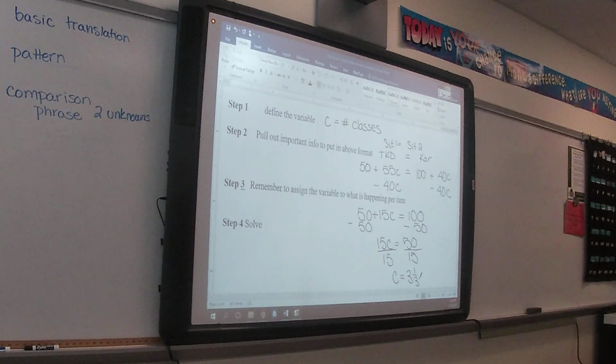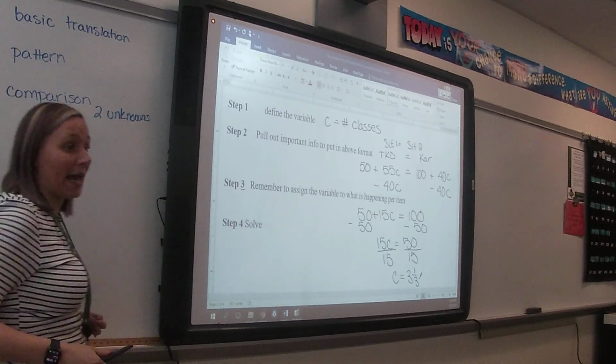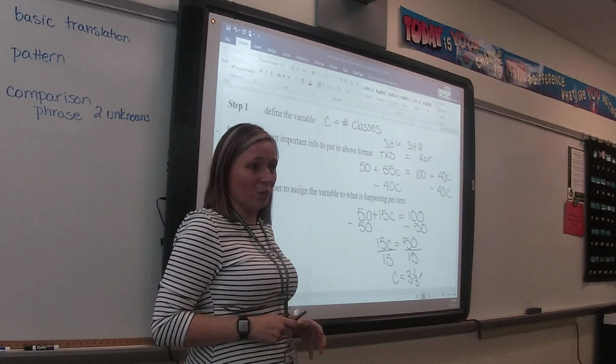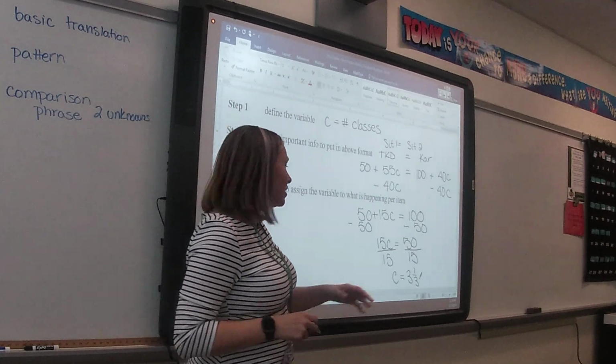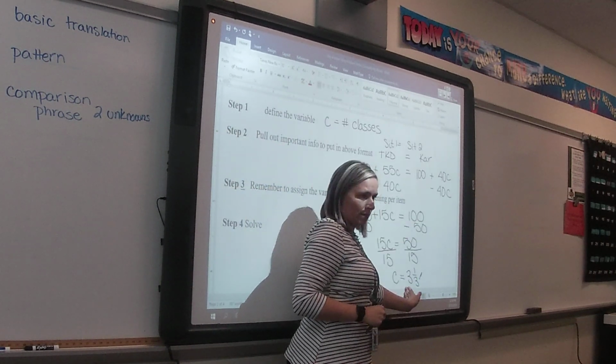Is 3 1/3 our answer? Okay, and remind us again, what does 3 1/3 tell us? What did setting them equal to each other tell us? Oh, it's going to tell us when they become equal to each other. When they're the same. So at 3 1/3 classes, they cost the same. Can we go to 3 1/3 class? No. So this is sort of our split point.